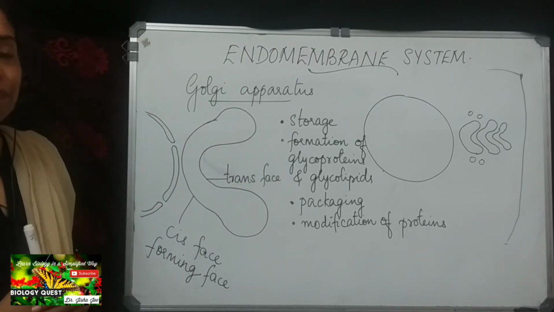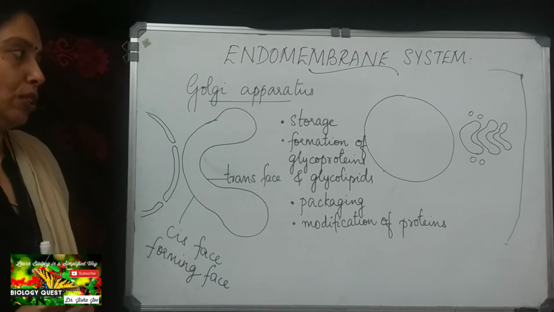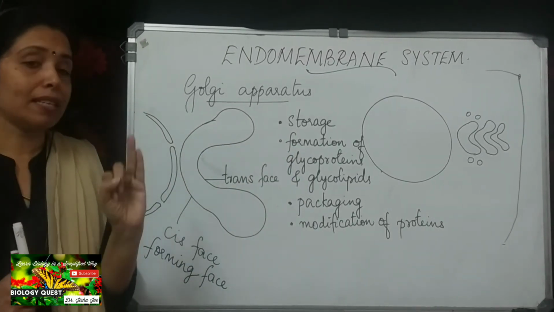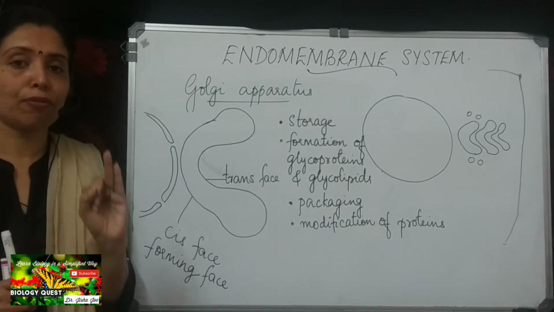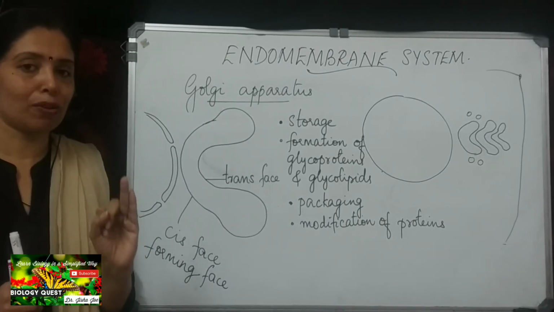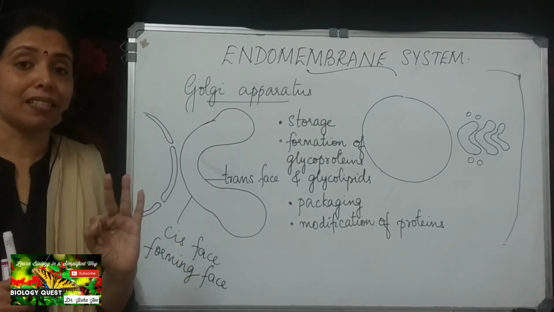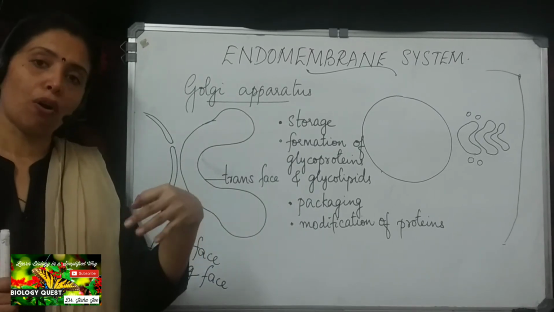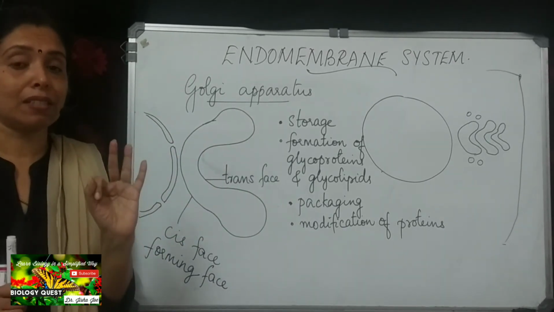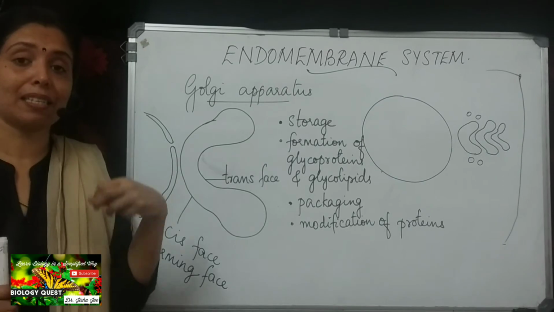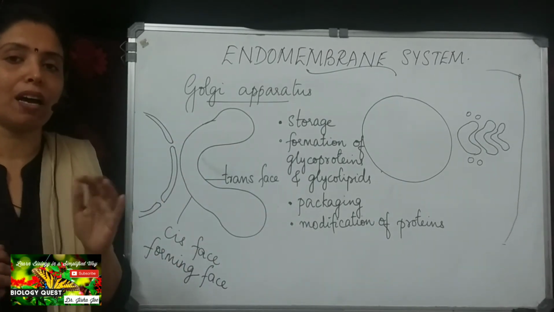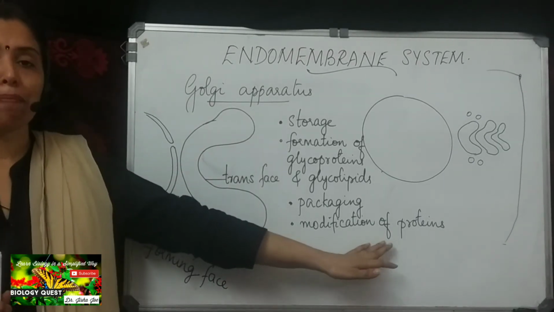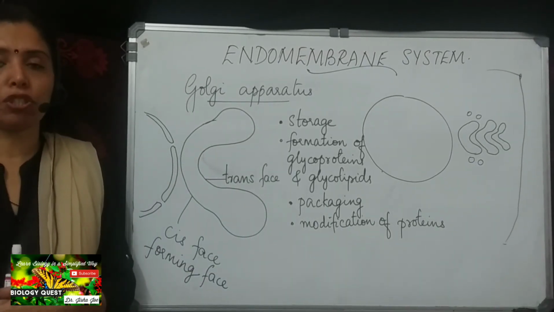So these are the functions of the Golgi apparatus. So first function, it is the storage of materials. Second function, it is the important site for the formation of glycoproteins and glycolipids. Third function, it is concerned with the packaging of materials to be transported within the cell or materials to be secreted out. Materials to be transported out of the cell are also packaged within the Golgi apparatus, and Golgi apparatus is concerned with the modification of proteins.